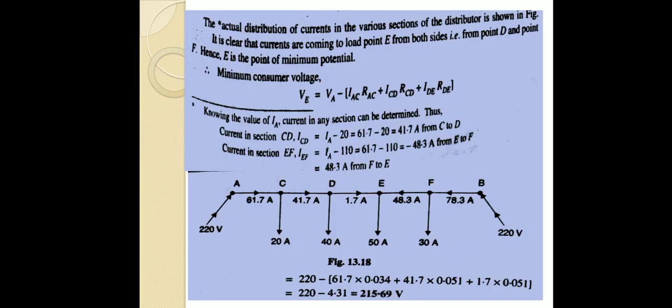So here we can get the minimum consumer voltage VE is equal to VA minus IAC into RAC plus ICD into RCD plus IDE into RDE. That means VE is equal to 220 minus the voltage drop across the sections. By doing the calculation, we get VE equal to 215.69 volts. That means the minimum consumer voltage is 215.69 volts.